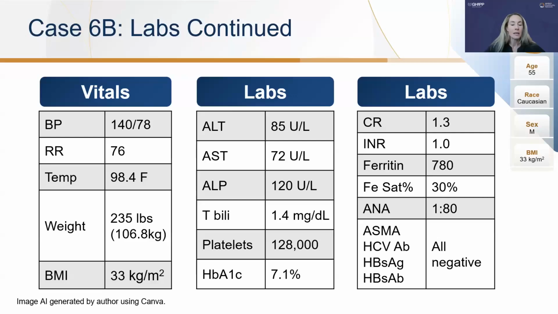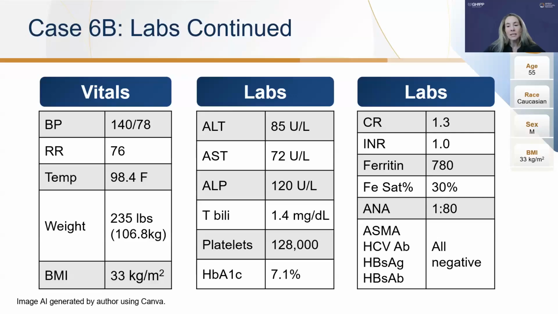Platelet count, he does have thrombocytopenia with a platelet count of 128,000. So this should really raise your suspicion here of more advanced fibrosis, possibly cirrhosis, developing portal hypertension when we see a low platelet count. Again, hemoglobin A1C is elevated, consistent with type 2 diabetes. Also of note here, creatinine is significantly elevated here at 1.3, and we definitely can start to see some chronic kidney disease with more advanced liver disease. So something I would definitely be paying attention to.